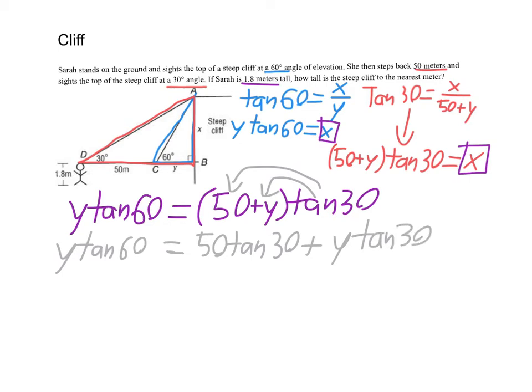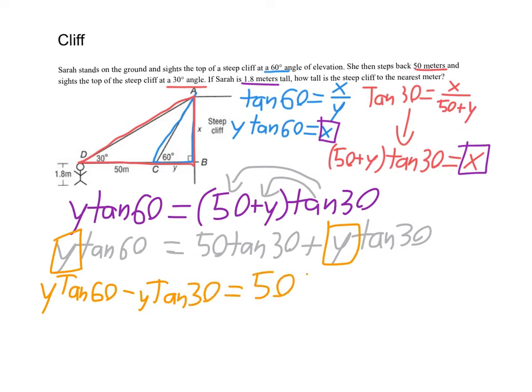And I want to get both of my y values on the same side of my equation. Therefore, I'm going to subtract both sides by my y tan 30 to get everything on the same side. Now I have y tan 60 minus y tan 30 is equal to 50 tan 30.